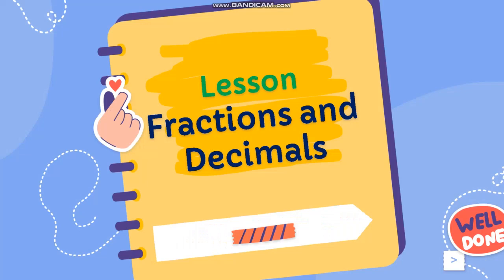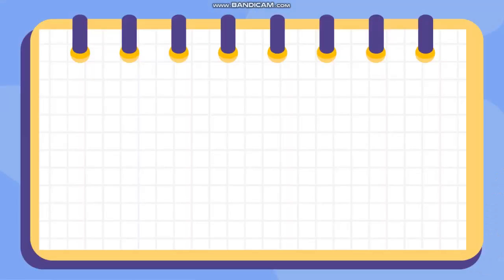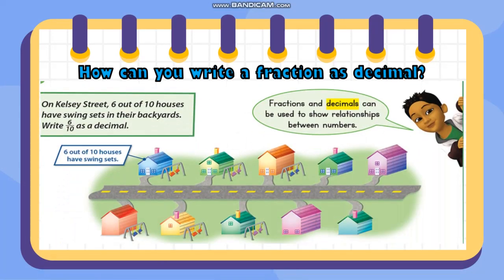Good morning, everyone. Our topic for today is fractions and decimals. Here are the learning objectives for today's lesson. You're going to relate fractions and decimals with denominators of 10 and 100 and solve more problems related to fractions and decimals. How can you write a fraction as a decimal?